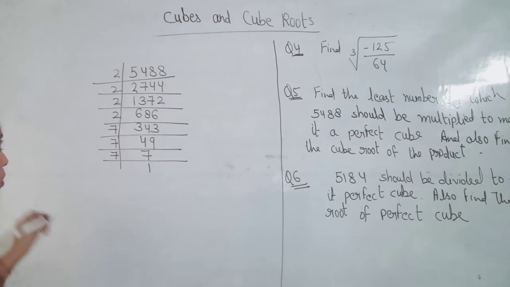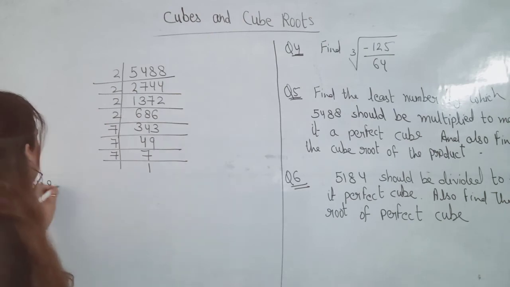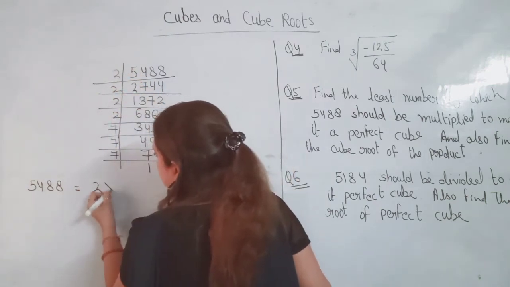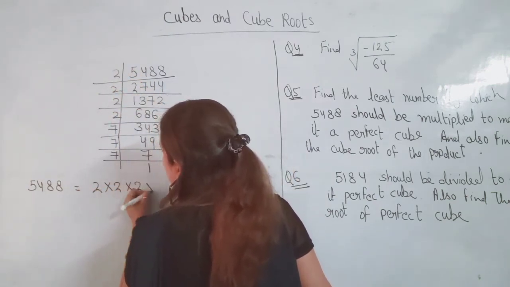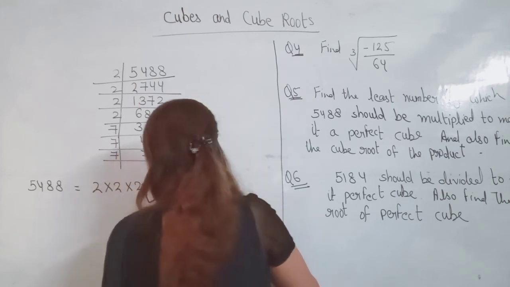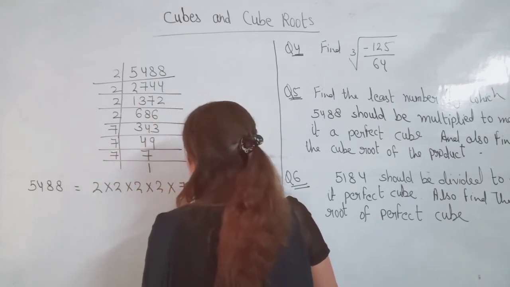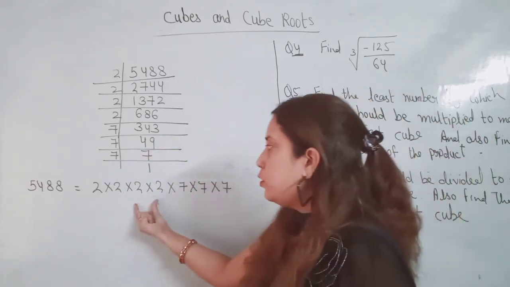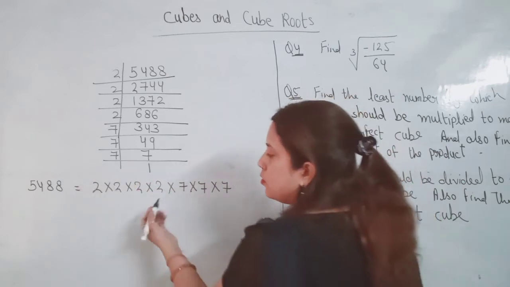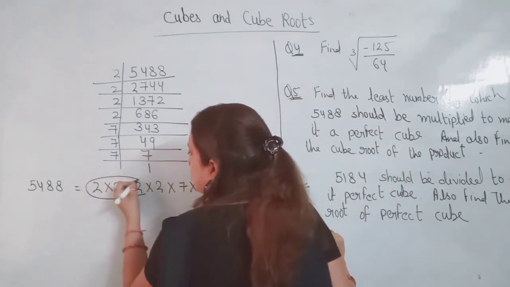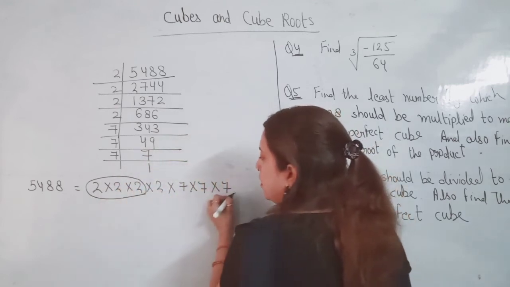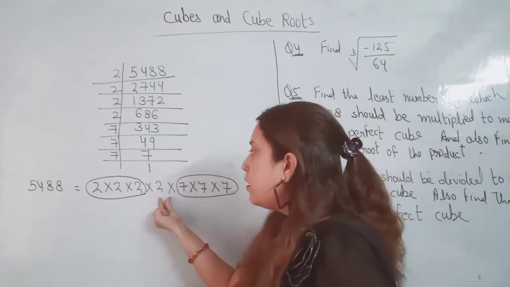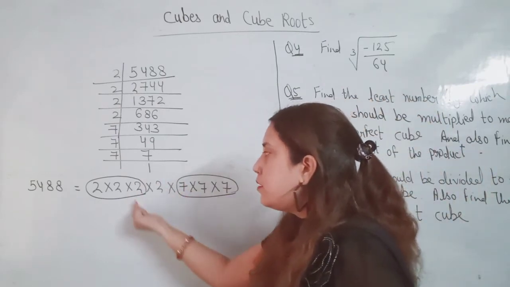So we write down the factors of 5488: 2 comes 4 times and 7 comes 3 times. To make a perfect cube, we will make triplets. The first triplet is 2 into 2 into 2. One 2 is alone here. 7 into 7 into 7 is the second triplet. Now by which number will we multiply so that it becomes a triplet form?